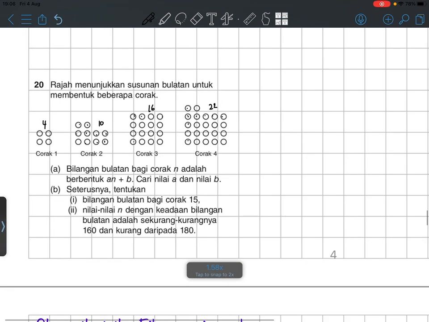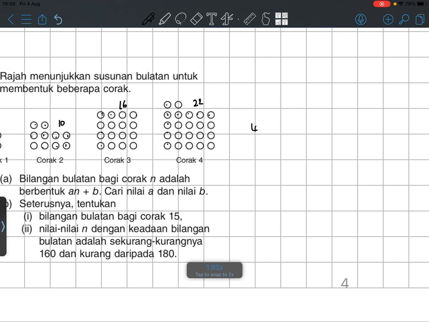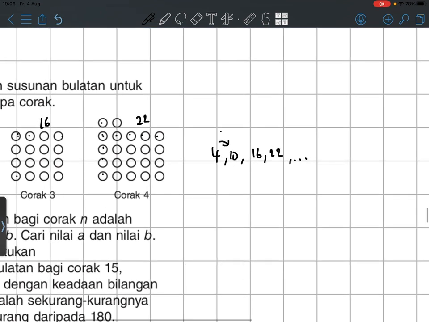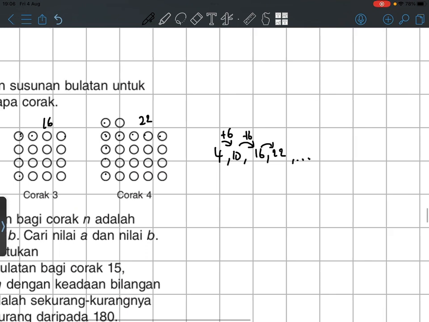Okay, so the sequence of numbers is 4, 10, 16, 22. You are required to find the pattern. Let's try addition. Is it increasing by adding some number? Let's try adding 6. So it is adding 6 each time.